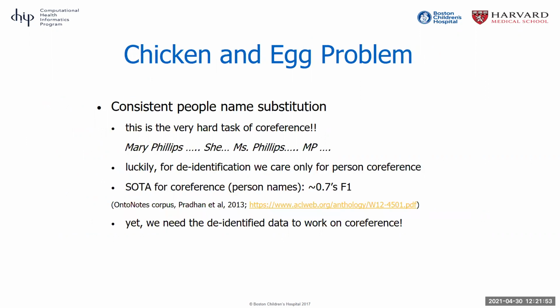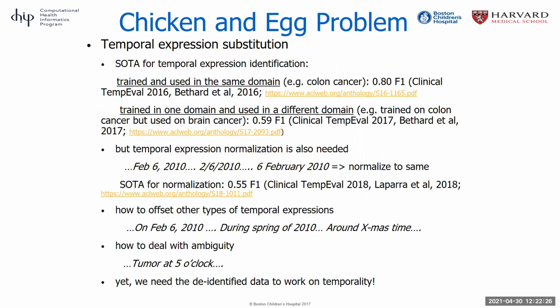So in a way, it's the chicken and egg problem. How do we consistently substitute names? For that, we have to have a solution for the very hard task of coreference. The state of the art for coreference for person names is around 0.7 F1. So there will be noise in the data. That's a given. The substitution through the de-identification would not be perfect. There is also noise in the substitution of the temporal expressions.